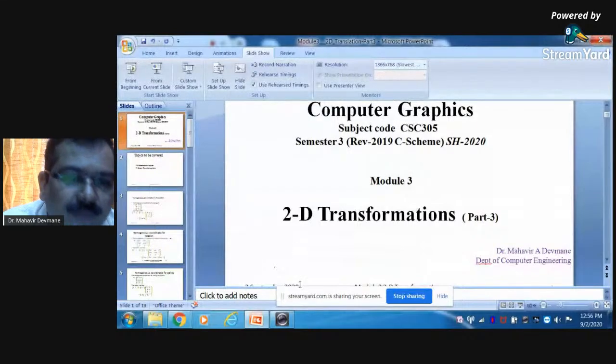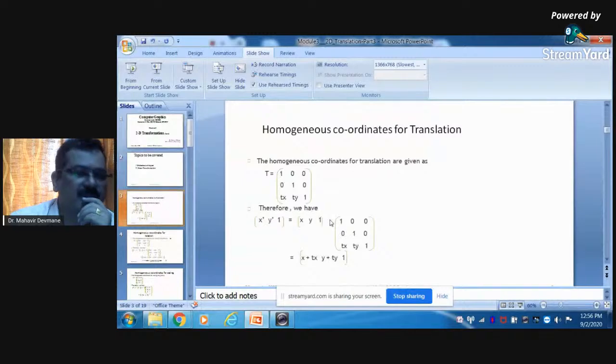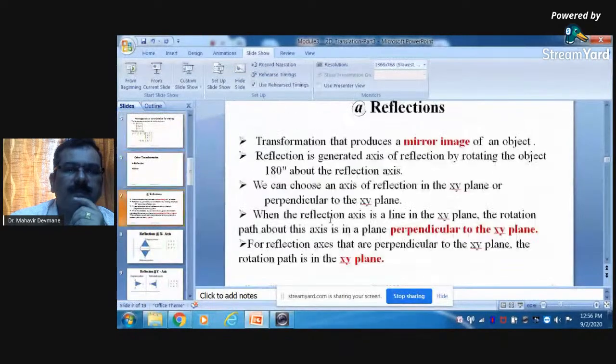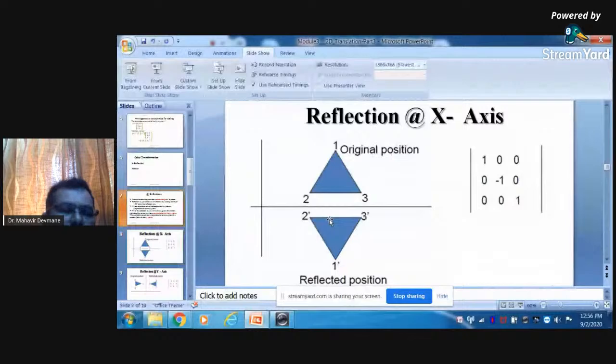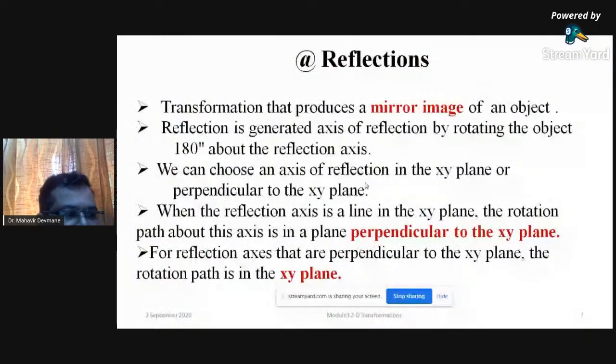Next we have to start with reflection of object and shear transformations. So note down some of these points about the reflection.